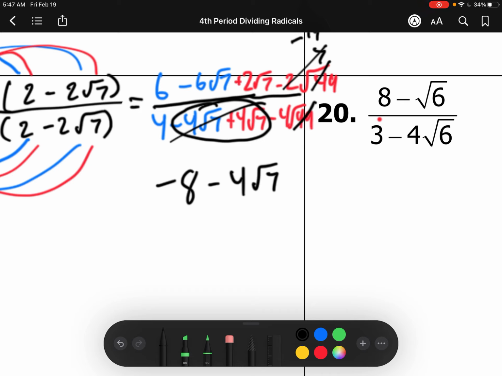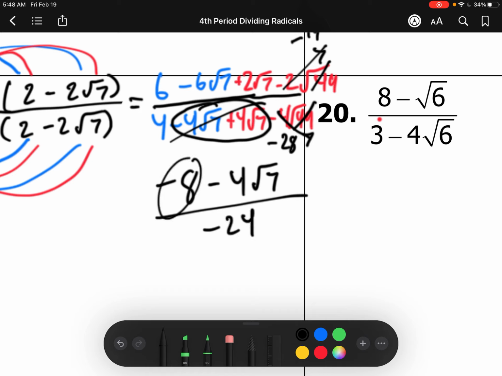The square root of 49 here is going to be 7. So we have 4 times 7. 4 times 7 is 28. So we have minus 28 over here. So we're going to combine those like terms now. 4 minus 28 is negative 24.